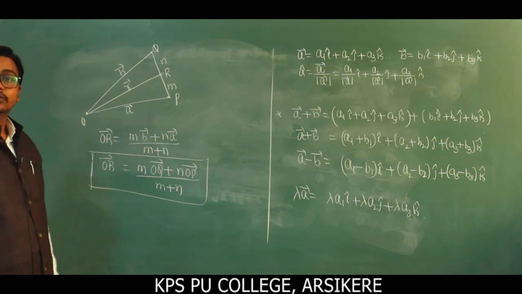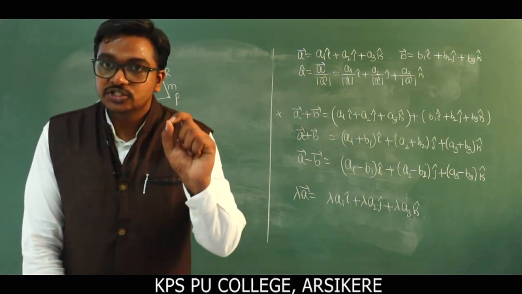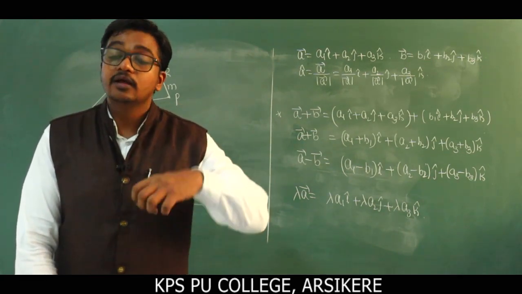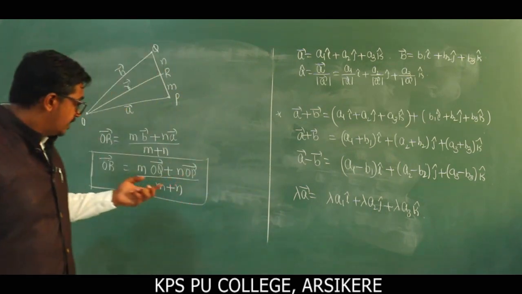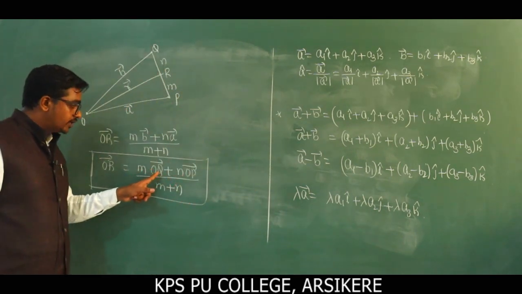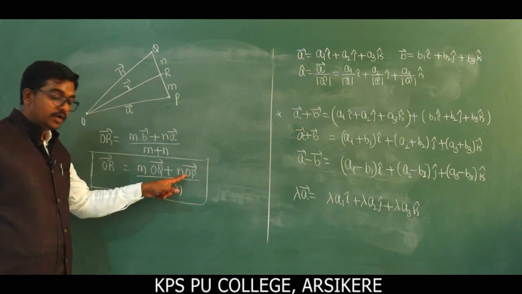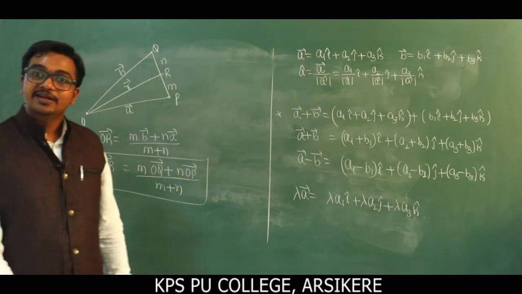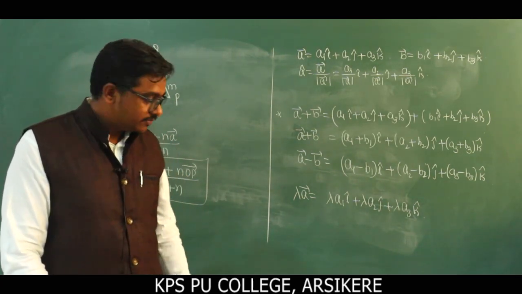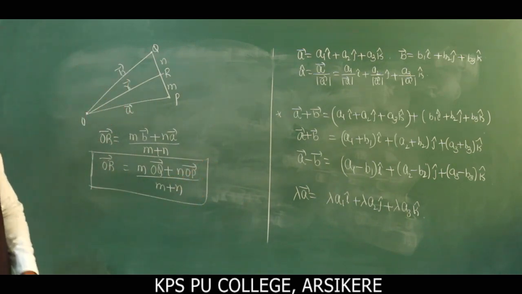So this is when they divide it internally in the ratio m:n. The same thing, external division, means we go with a negative sign, that becomes m into vector OQ minus n into vector OP divided by m minus n. Understood, children? This is the section formula.